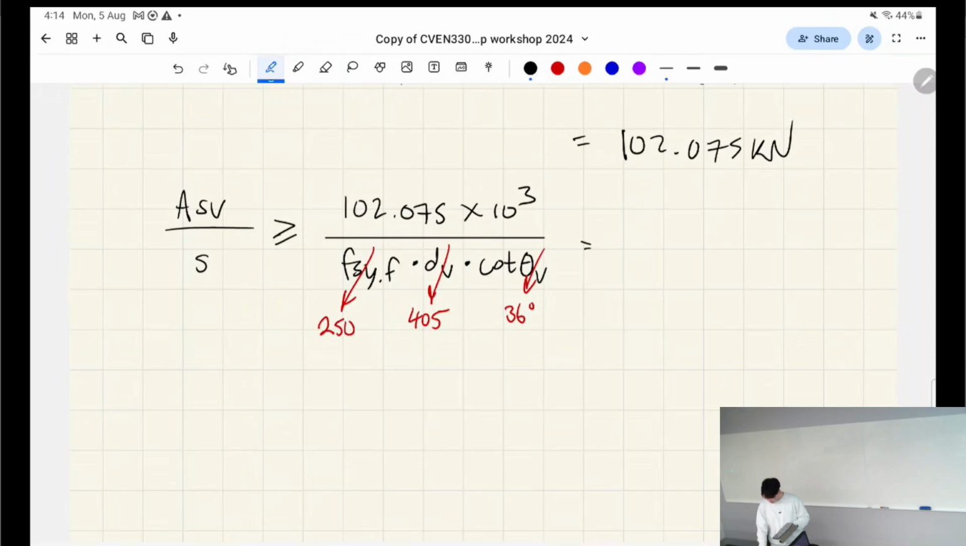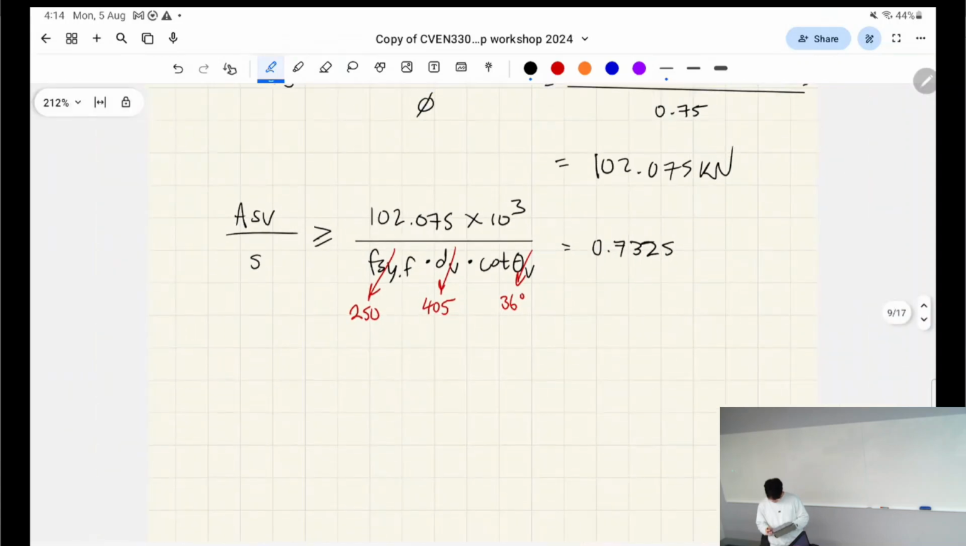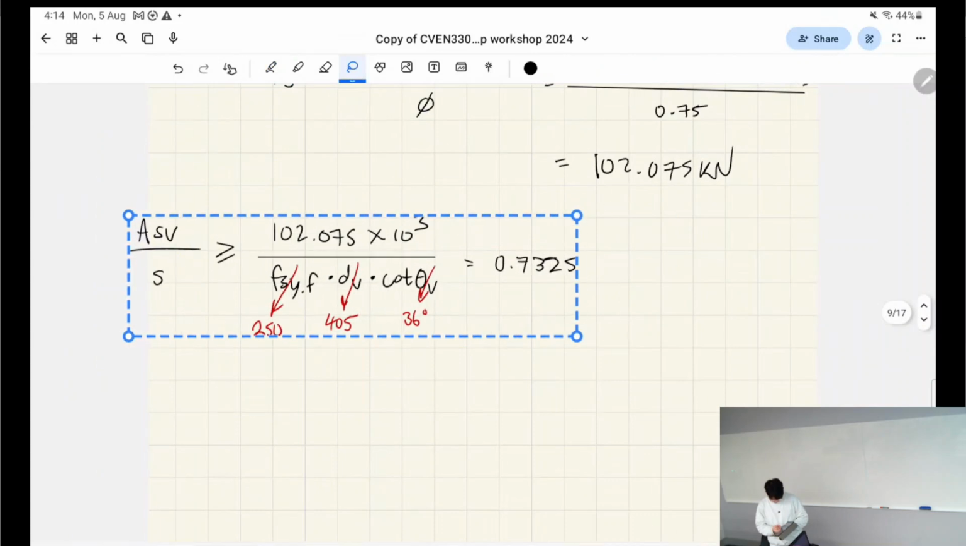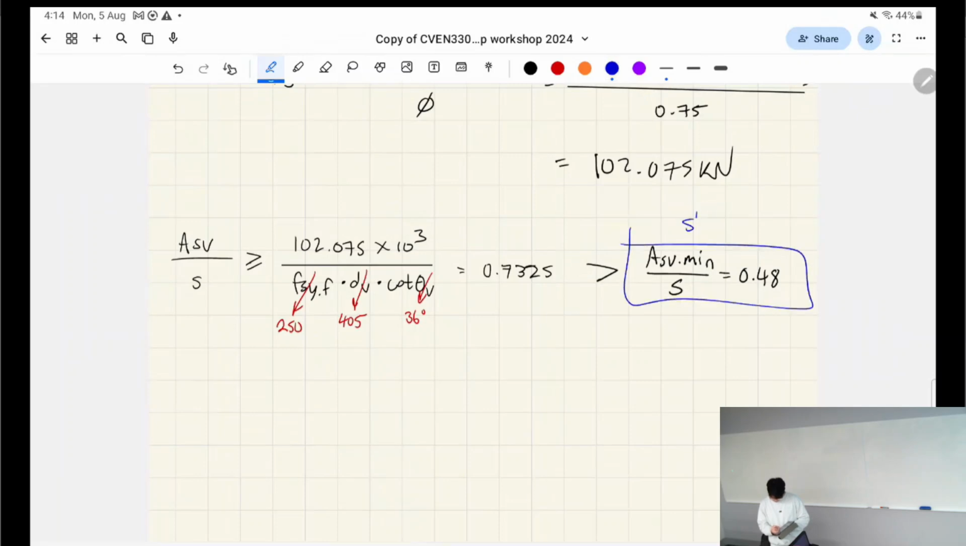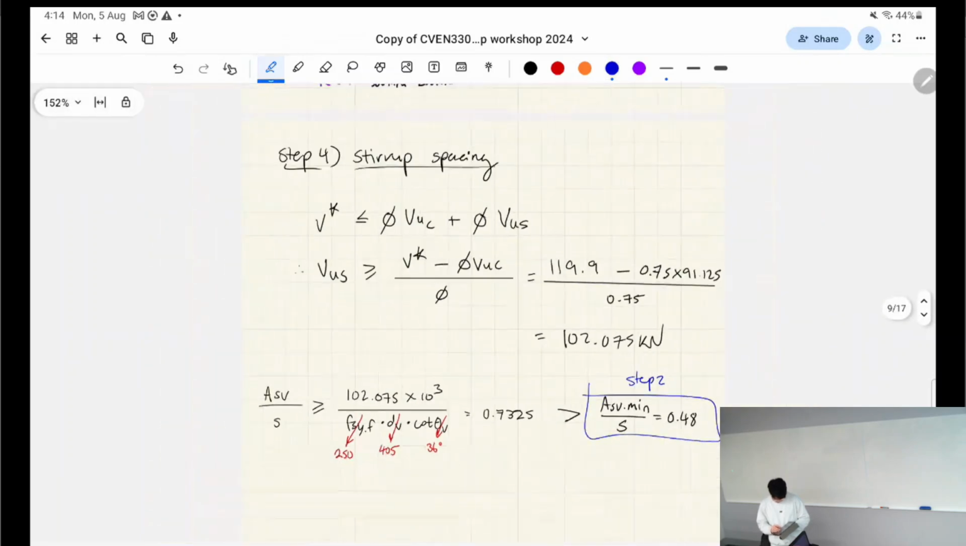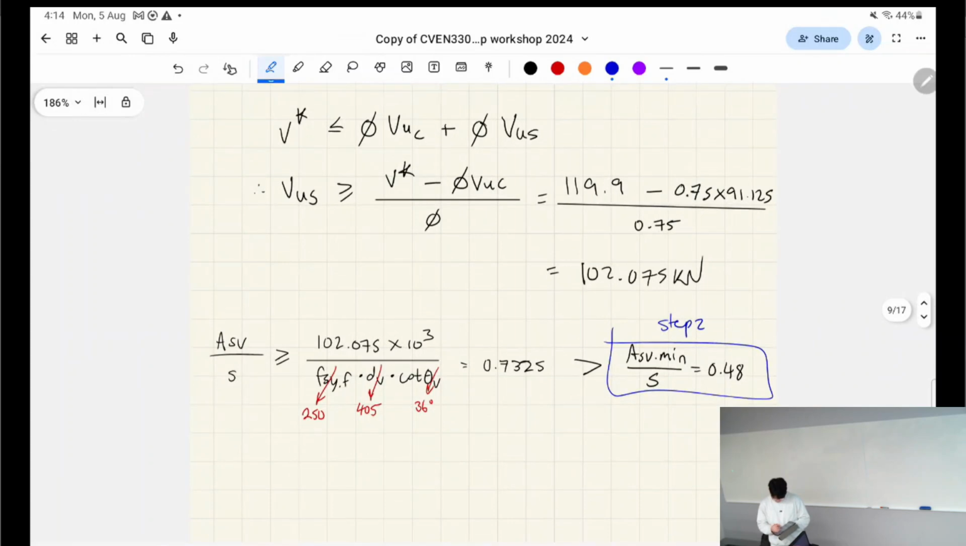Okay, so great. Now we have that the minimum area per spacing is this. And we just have to double check that this amount has to be greater than what we've calculated as the minimum area of stirrups per spacing. That was from step 2. So this was step 4, right? So this has to satisfy that.